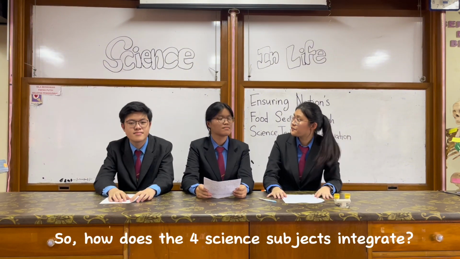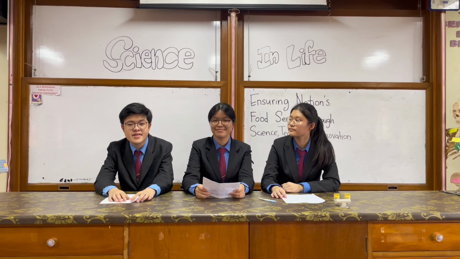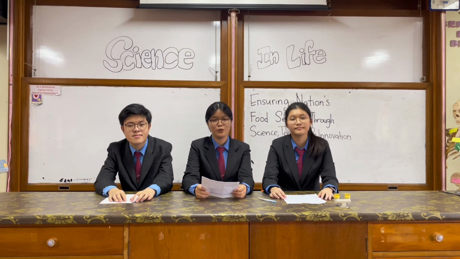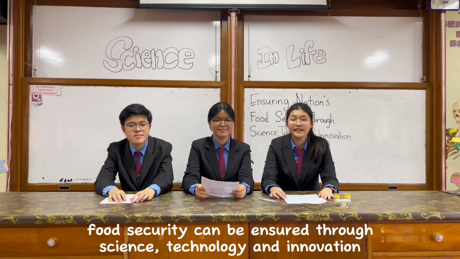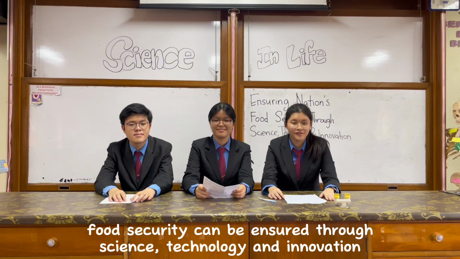So, how do the four science subjects integrate? By using chemistry knowledge, we identified substances that can be used for cloud seeding and using nuclear and isotope techniques. While the knowledge of biology helps us to understand the effect of fertilizers on plants. With physics, because of gravity, hydroponic and aquaponic systems can be built. We use graphs, data, and statistics to show proof. And with that, food security can be ensured through science, technology, and innovation.